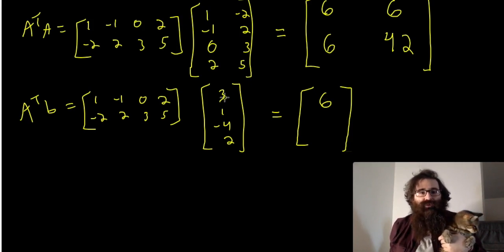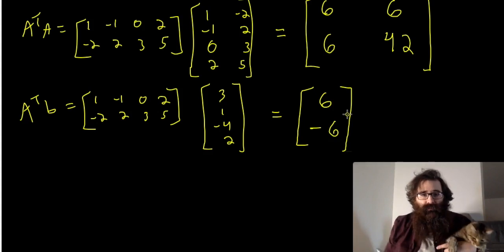So we get -2 times 3 for the next entry, plus 2 times 1, plus 3 times -4, plus 5 times 2. So what is that? So I have 10, and then minus 12 gives me -2, plus 2, which is now 0, plus -6. So that's just going to give me -6.